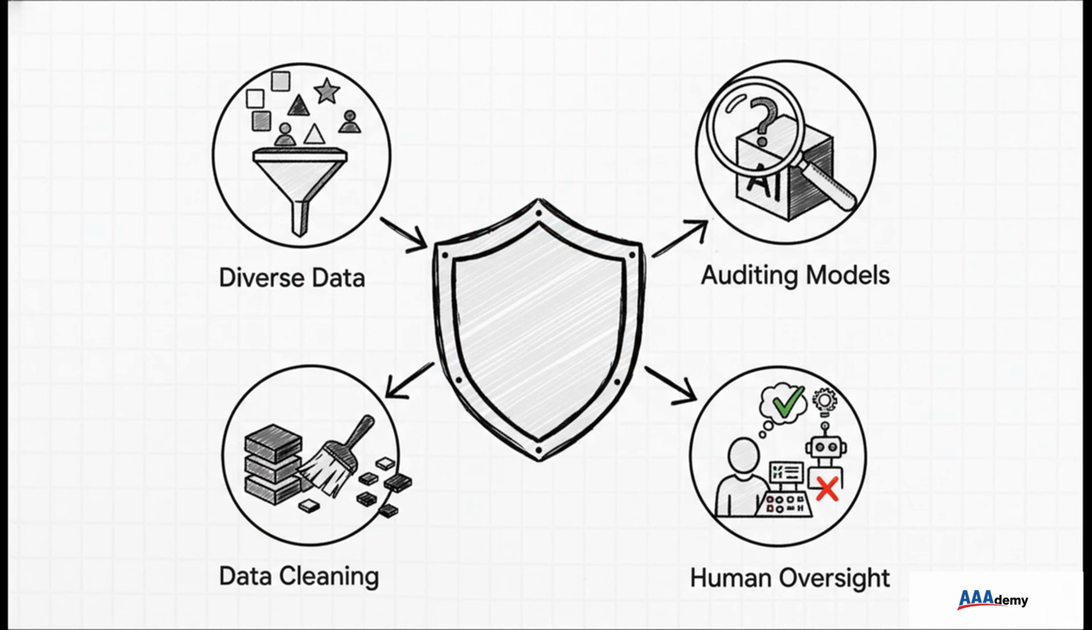Now, the good news is, this is a solvable problem. It's not hopeless. We can fight this bias by being really careful to use diverse and representative data for training. We can constantly audit our models to check for unfair results, and we can clean our data to remove that skewed information before we even start. And maybe most importantly, for any really big decision, we have to keep a human in the loop.